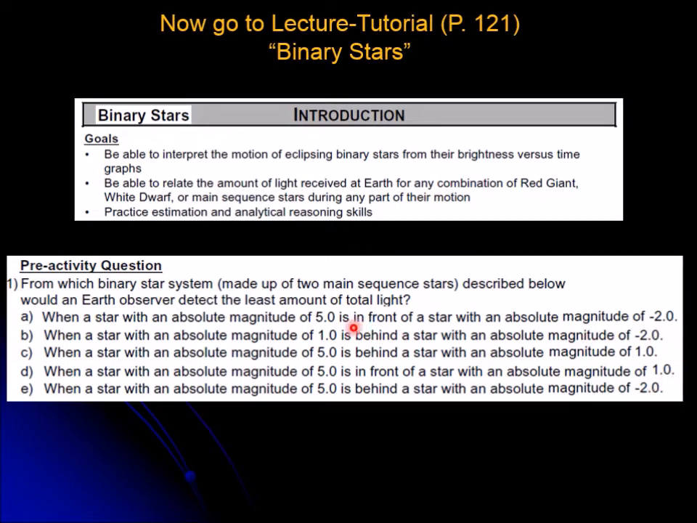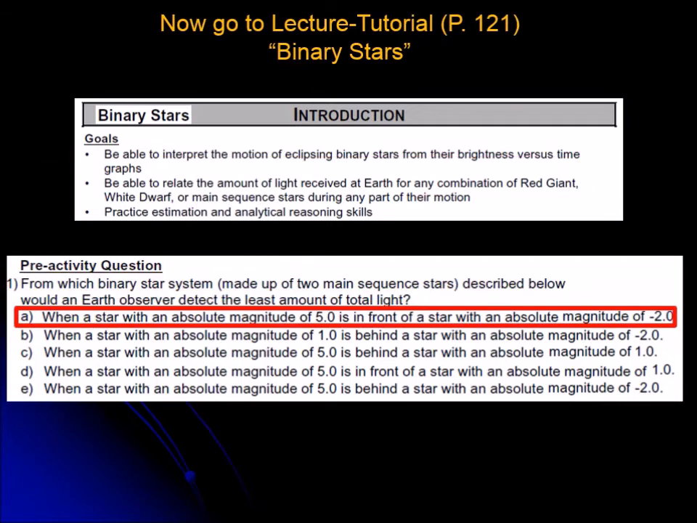But here we have a 5 in front of a -2, so this 5 being dimmer will reduce the total intensity of the system, and instead of looking at -2, we're going to see perhaps part of -2 and all of a 5. So it's going to be way less light than in the other cases. So the answer is A.